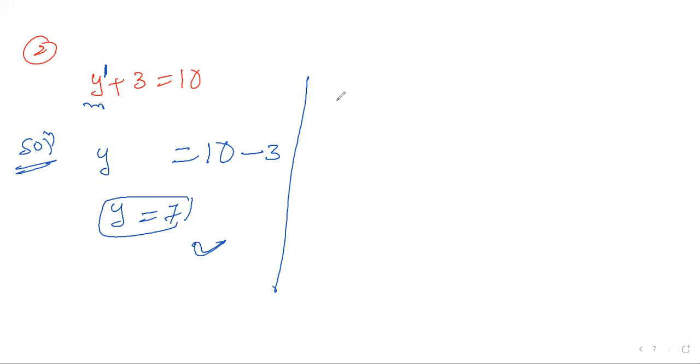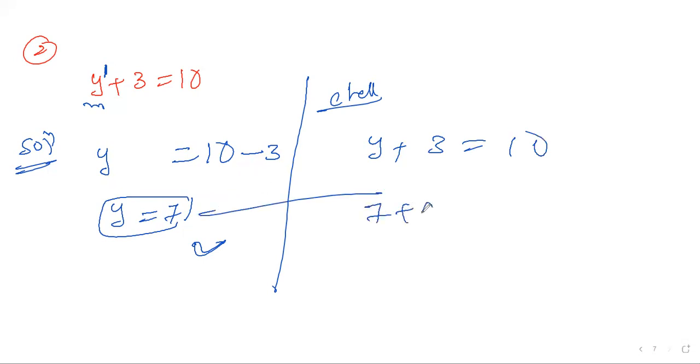But if you have a doubt, please go for the check process. The check is y plus 3 is equal to 10. What's the value of y now? 7. Substitute 7 here. 7 plus 3 is equal to 10. So 10 is equal to 10. You are a topper now. Clear? Good.